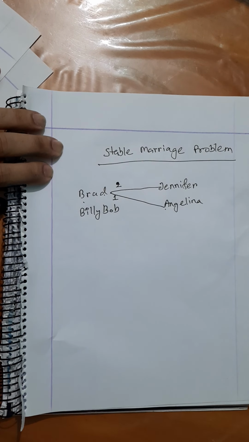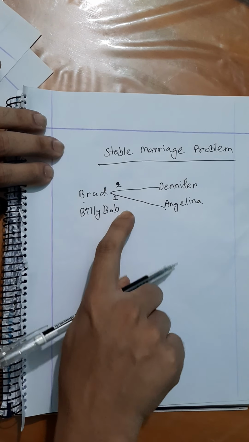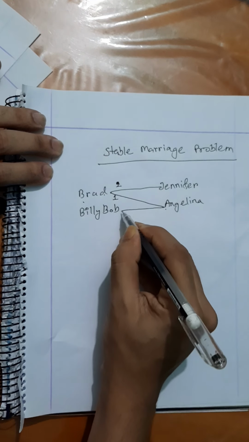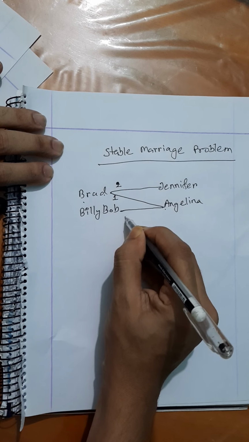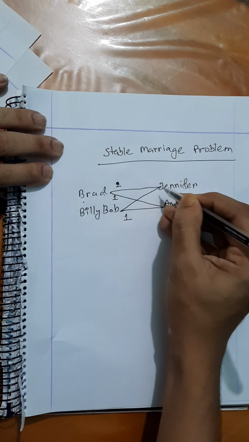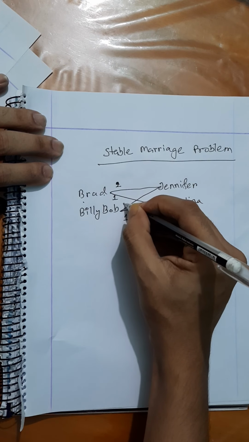On the other hand, Billy Bob likes Angelina the most, so we will put an edge here, and the weight will be 1. And obviously Billy Bob likes Jennifer secondly, so we will put 2 here.